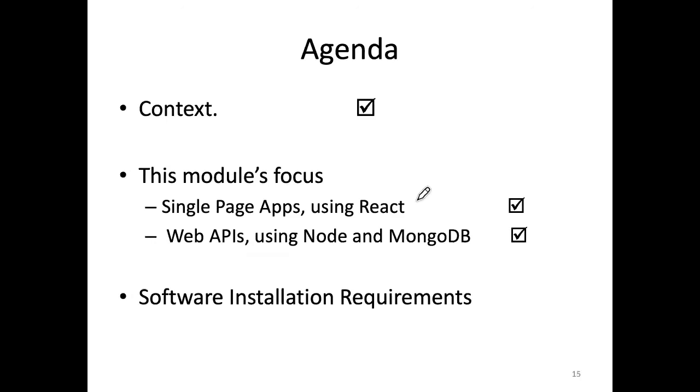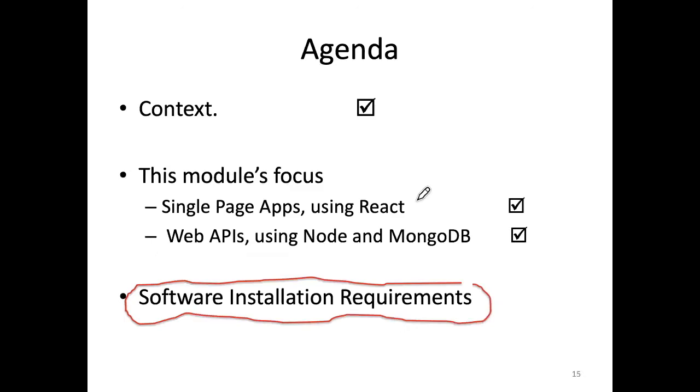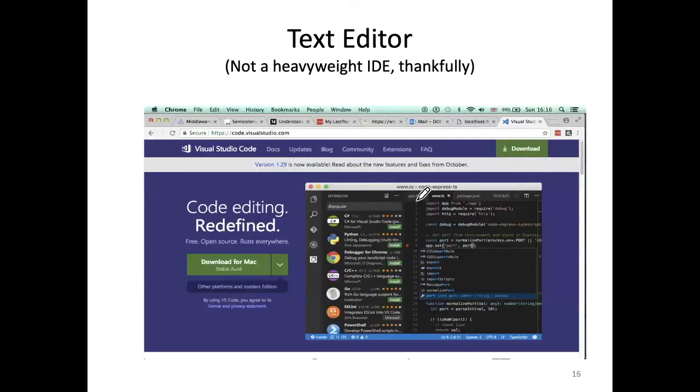So that's the module focus. We'll be looking at a single page app, and in particular, we'll be looking at React to develop our client side, and on the web API side, we'll be using Node and Express. In terms of what software you need to install, I am going to be using VS Code as my text editor. Again, it is almost an industry standard at this stage. It is extremely important.